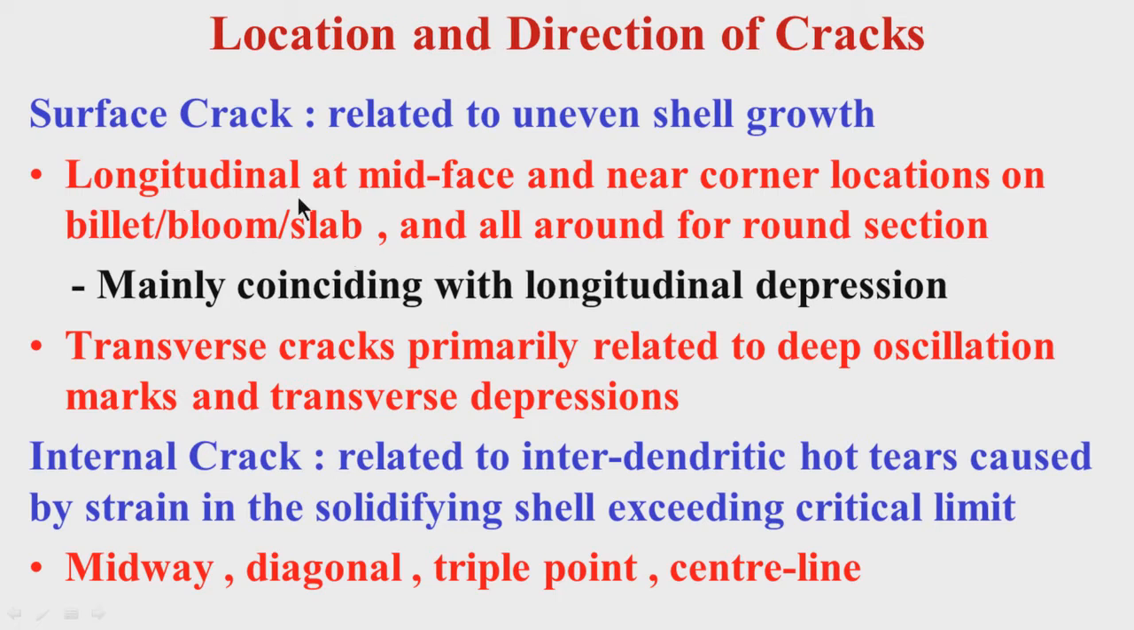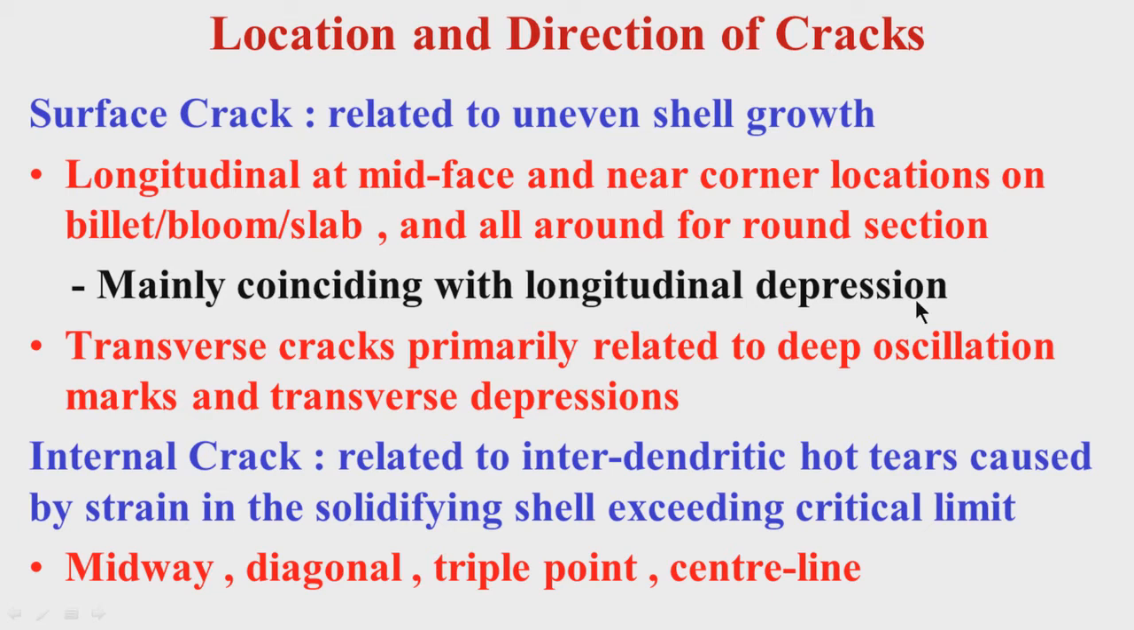There may be longitudinal cracks in the direction of the casting, at mid face or near corner locations or any random locations. For a round section it can be all around, that means it does not have any specific location. But for billet, bloom and slab, it can be near the corner, off corner, mid face, or any other specific locations. Mainly they coincide with a longitudinal depression.